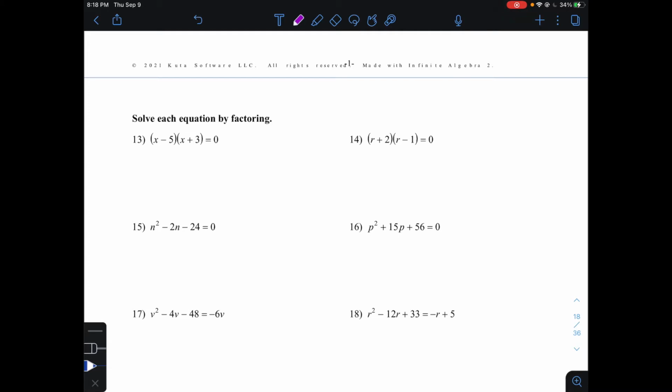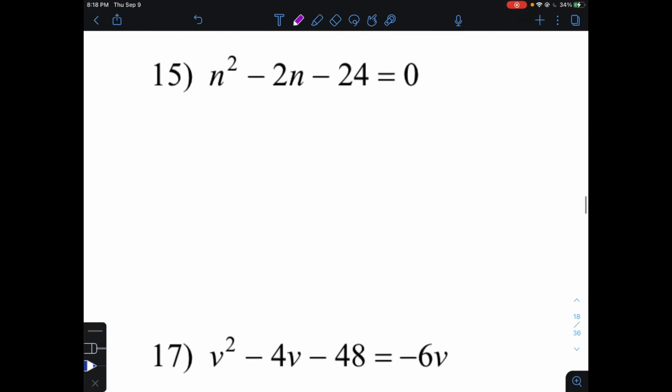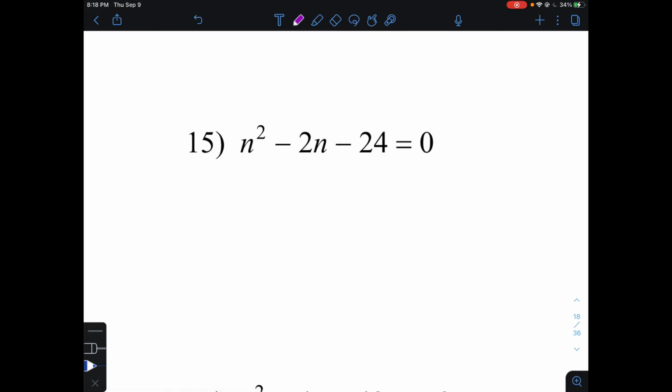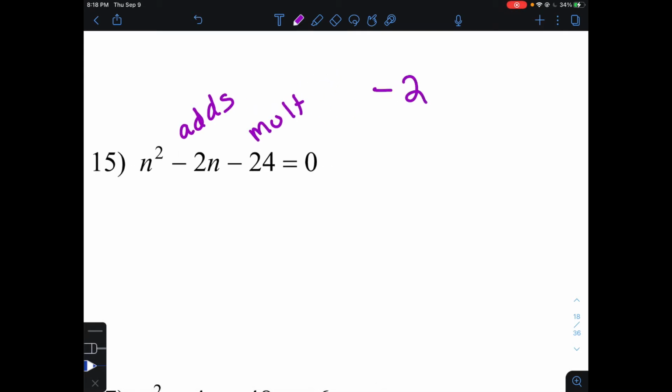But these you should be able to do. So we'll go ahead and take a look at 15. So we want to factor this. We've got to figure out what multiplies to give us a negative 24 and adds to give us a negative 2. So this is where you're going to want to write out all of the factors of negative 24.